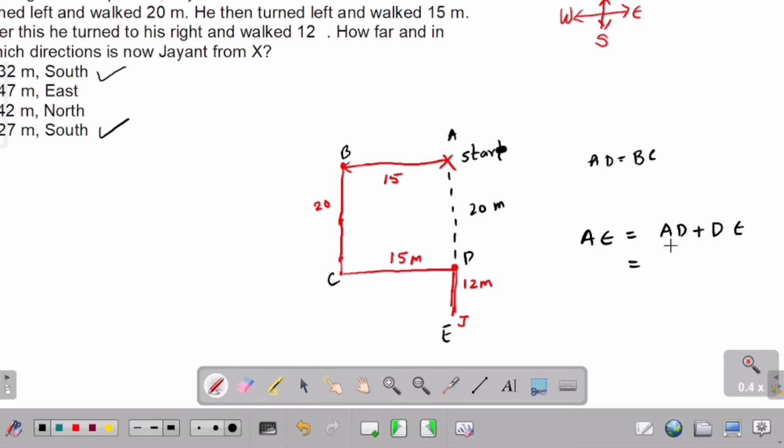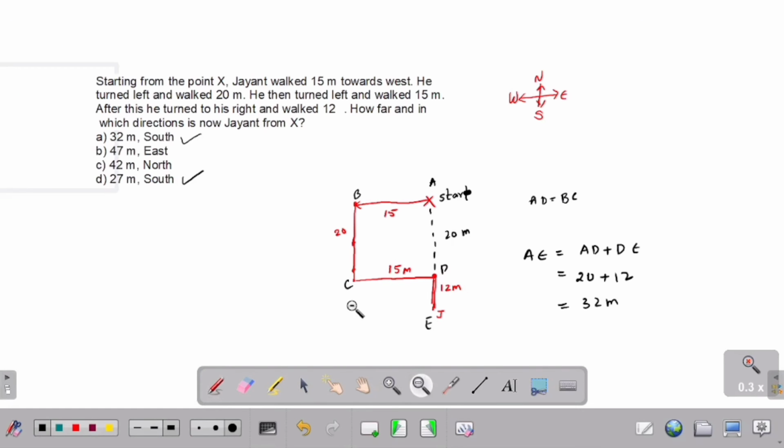So what is the AD distance? AD distance is 20 meters. What is DE? DE is 12 meters. So total 12 plus 20, 32. So the final answer is 32 meters. Is 32 meters present in the options? Yes, our first answer is correct. So 32 meters south. Can I explain it once again? Okay, I will explain it.